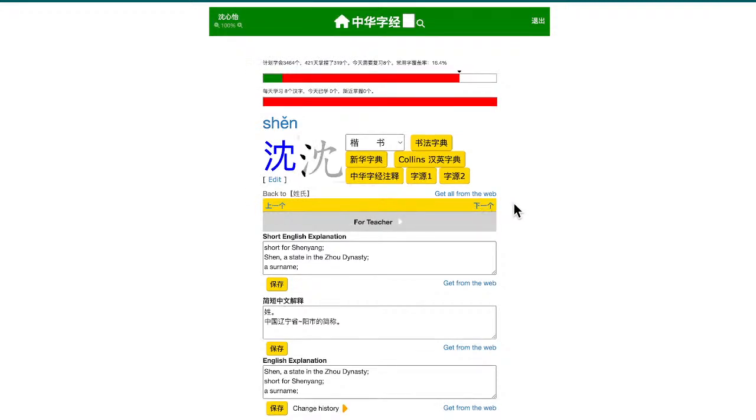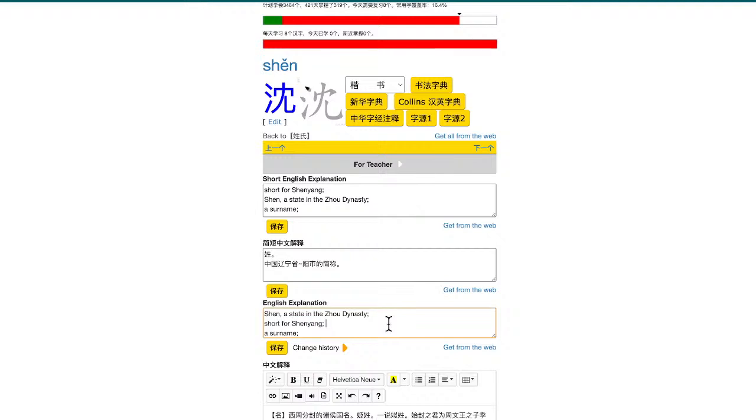Next one, Shen. Now, Shen is also the name of a state in the Zhou Dynasty, and nowadays it's also short for Shenyang. Shenyang is a major city in the northeast part of China. And also it's a surname, and this is my surname, this one.